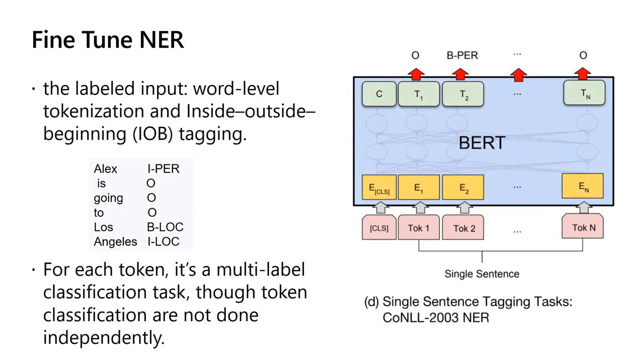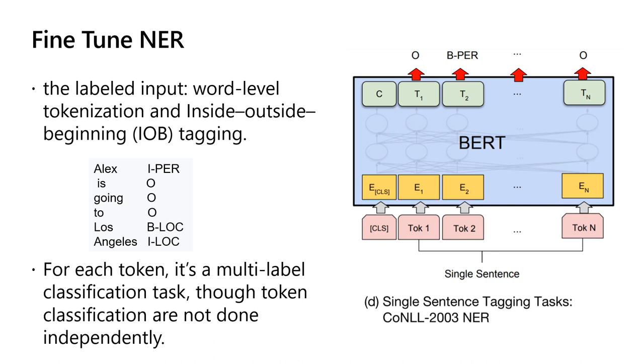The labeled data for NER assumes each word has a label in the format of inside, outside, beginning tagging, also called IOB tagging. If a word does not belong to any of the predefined categories, label O is given to the word. If a word's category is different from its next word, the word label will be prefixed with I. If a sequence of words belongs to the same category, the first word will have a label prefixed with B, and the following words will have a label prefixed with I.